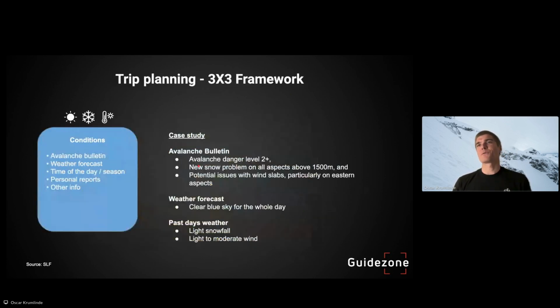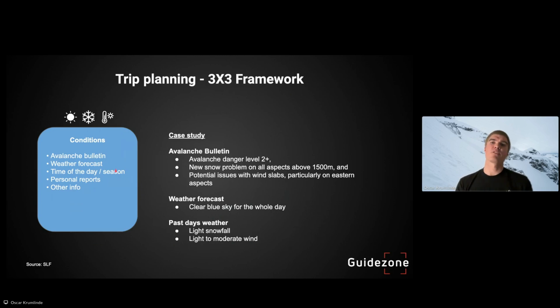So let's start with trip planning and looking at the conditions. So what do you actually need to look at? Well, we need to look at the avalanche bulletin, which we studied, and you need to look at the weather forecast. So these factors will decide what kind of tour is feasible. I mean, if we have storm weather and very high avalanche danger, maybe we don't want to go outside.